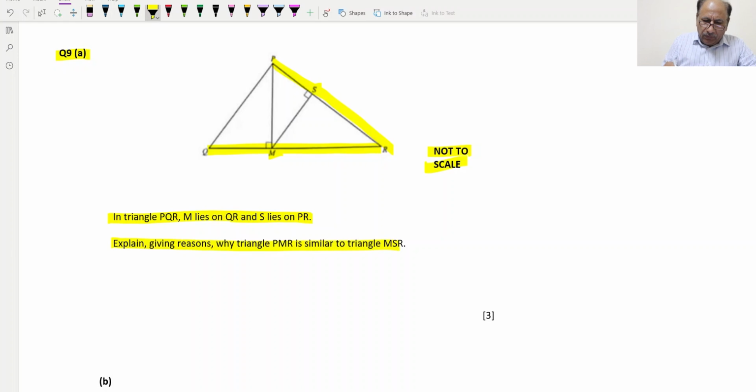Explain, giving reason, why triangle PMR is similar to triangle MSR. So we need to identify that they are similar to each other. For that we will write a statement and the reason also. We will consider two triangles: one triangle is this bigger one, and the second triangle is the smaller one, which we can show by shading.